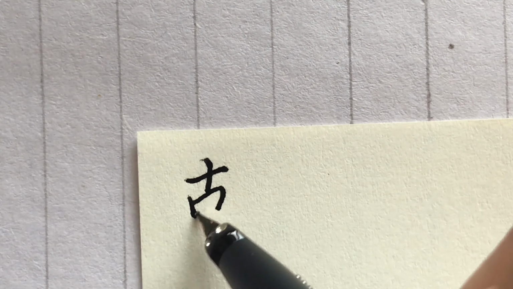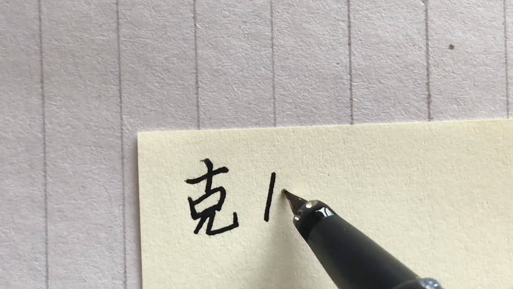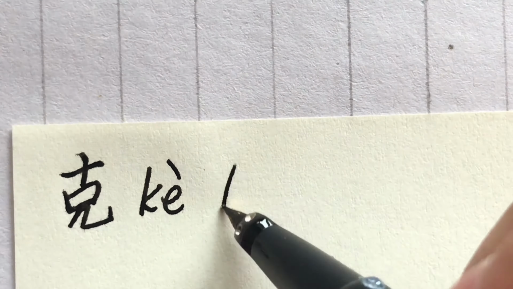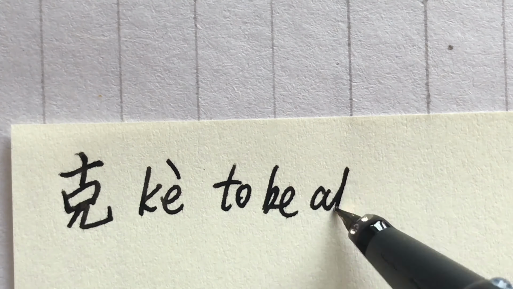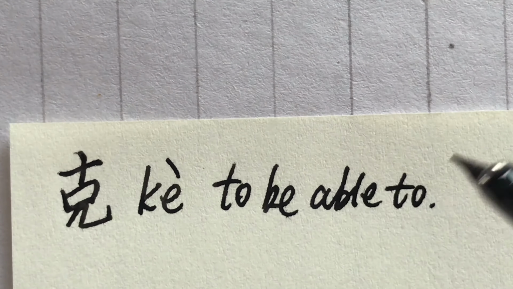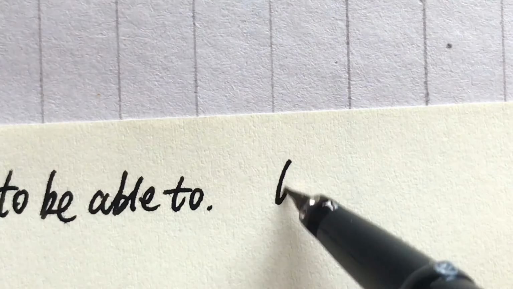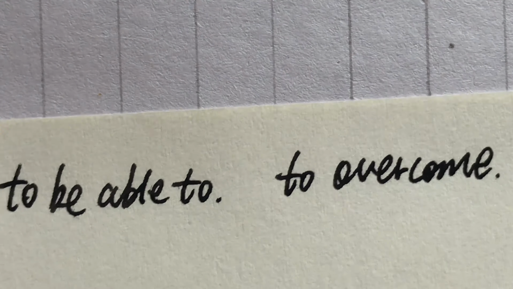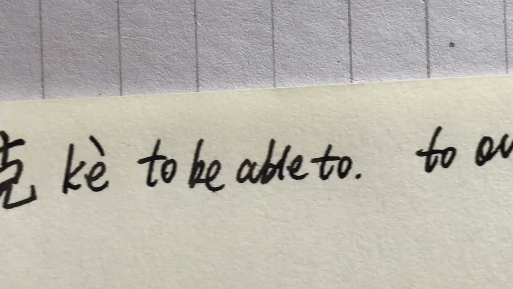克. To be able to overcome. For example, 克服.